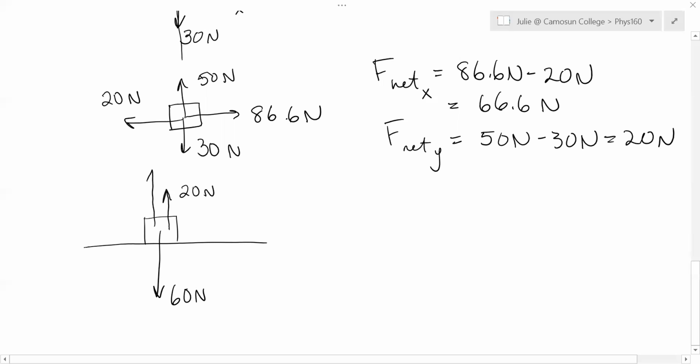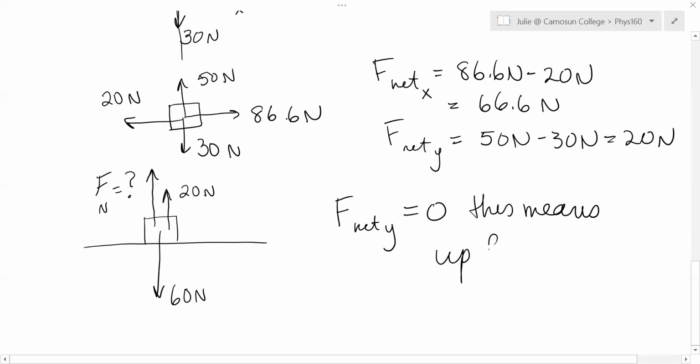Well, it has to be up. And it would be the normal force. And we're trying to find out what that normal force would have to be so that the two forces up balance the force down. Well, you can just do it in your head that obviously it's got to be 40 because 40 plus 20 equals 60. So if we're told that F net y equals 0, this means up forces must equal the down forces, because up minus down would be 0.